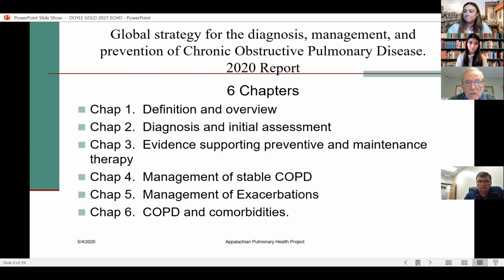They have a definition and overview. Then they have a chapter about diagnosis. When you're first seeing a patient, what should you be doing? What testing should you be doing? What history and physical? Then they have a big review of all the evidence that supports preventive and maintenance therapy, all the different things we do. So this is really kind of a review of evidence chapter. Then they have a chapter on management of stable COPD and management of unstable COPD, exacerbations. And then finally, they talk about COPD and comorbidities.